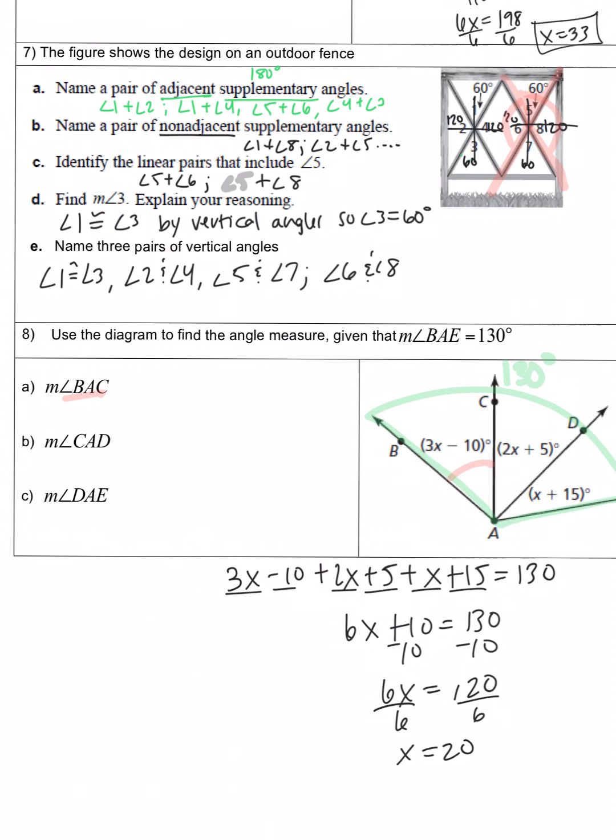That's here. So how we would find that is plug in x equals 20. 3 times 20 minus 10. 60 minus 10, that's 50 degrees. CAD is here. 2 times 20 plus 5 is 45. And lastly, DAE is here. X plus 15, that would be 20 plus 15. That's 35 degrees.